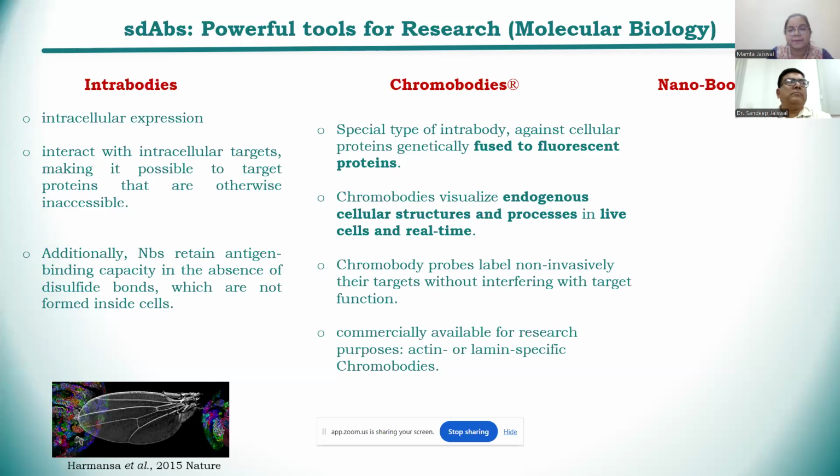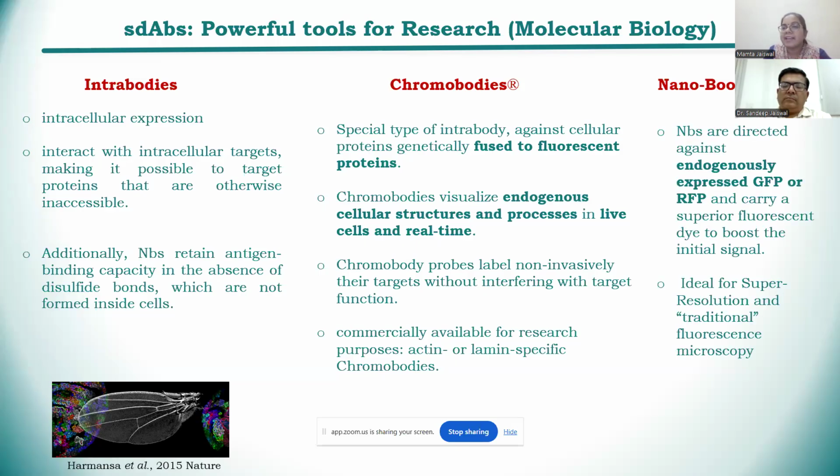Cellular monitoring of the structural cellular structures like actin and laminin using specific chromobodies. Some labs have also made nano boosters. They are nanobodies directed against endogenously expressed proteins, such as GFP and RFP. They are ideal for super resolution microscopy or traditional fluorescence microscopy.